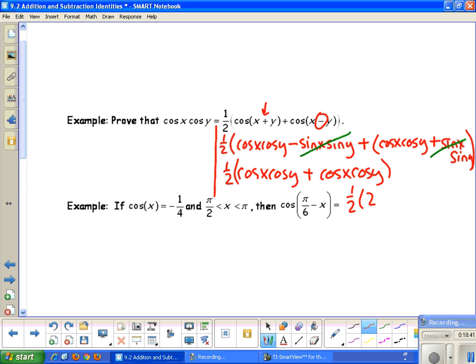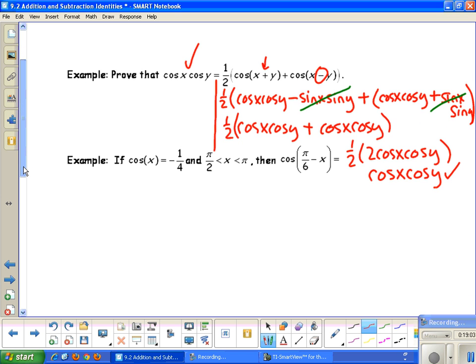So I have 1/2 times 2 cosine x cosine y, and 1/2 times 2 is just 1, so cosine x cosine y. Now this side equals this side, so I just showed that those two are equal to each other using my new identity that I learned.